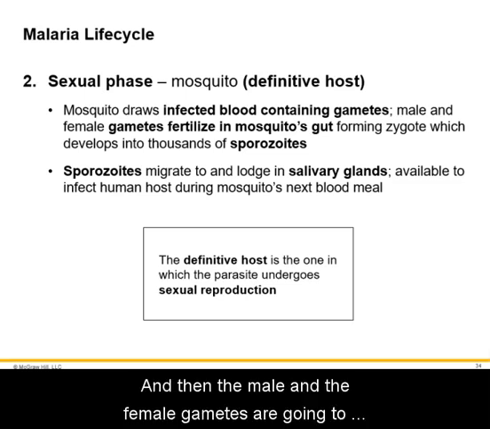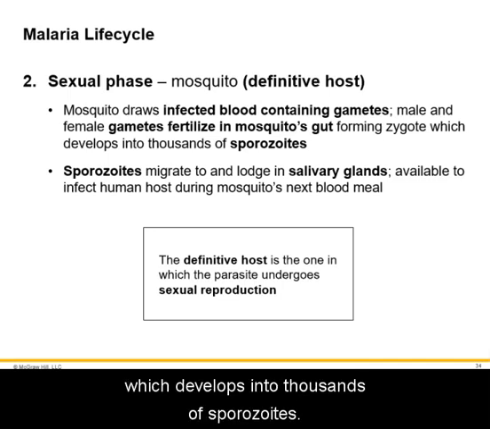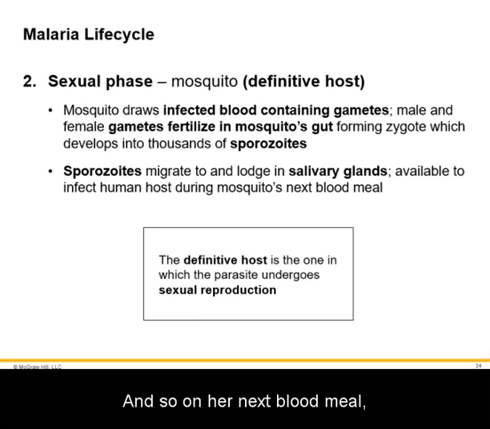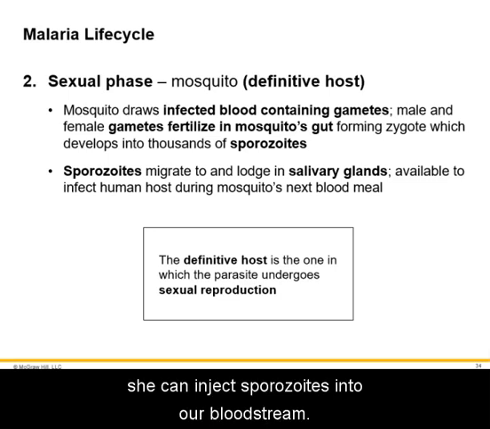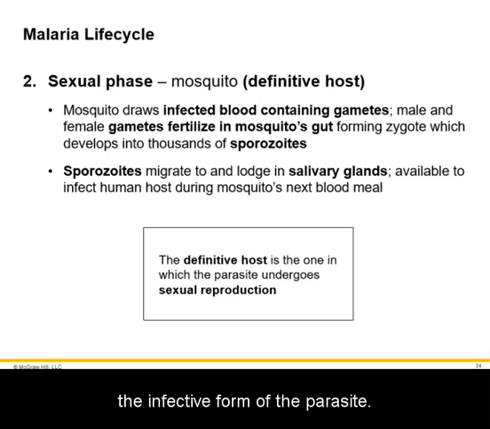And then the male and the female gametes are going to fertilize in that mosquito's gut, forming a zygote, which develops into thousands of sporozoites. Those sporozoites migrate to the salivary glands of the mosquito. And so on her next blood meal, she can inject sporozoites into our bloodstream. And remember, sporozoites are going to be the infective form of the parasite.